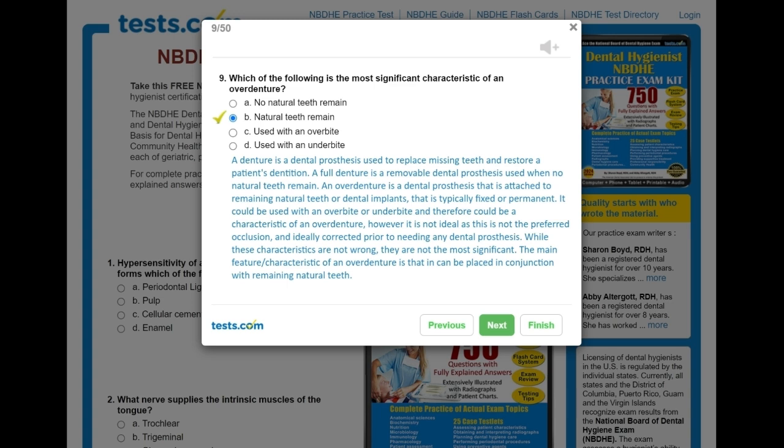However, it is not ideal, as this is not the preferred occlusion, and ideally corrected prior to needing any dental prosthesis. While these characteristics are not wrong, they are not the most significant. The main characteristic of an overdenture is that it can be placed in conjunction with remaining natural teeth.